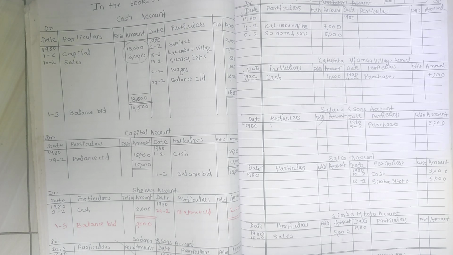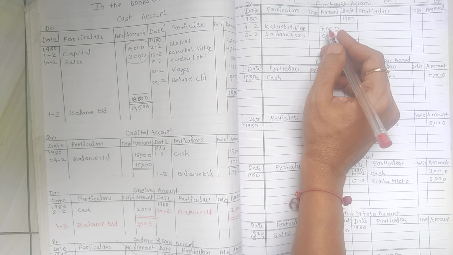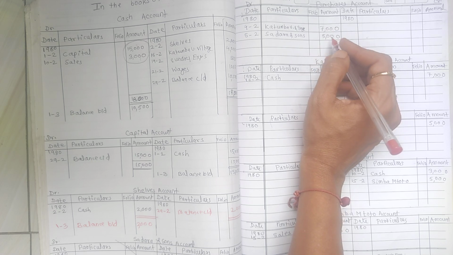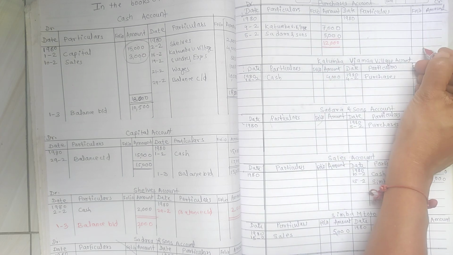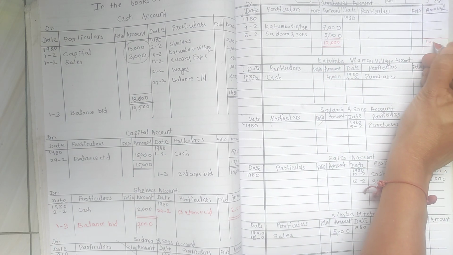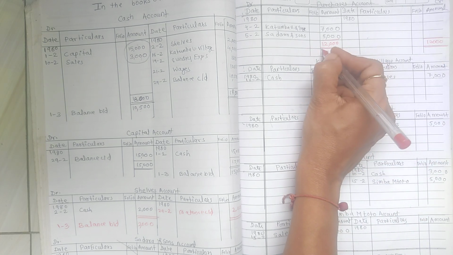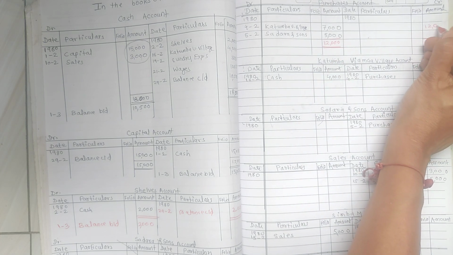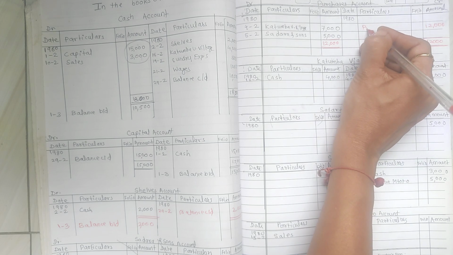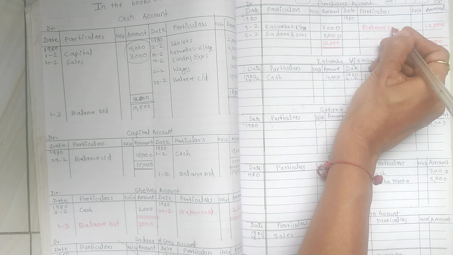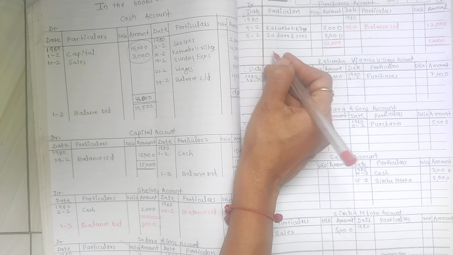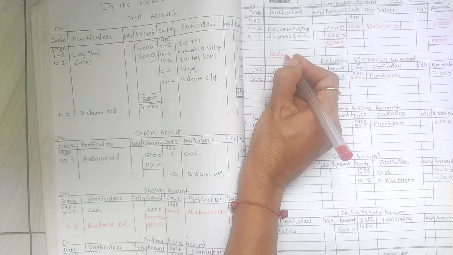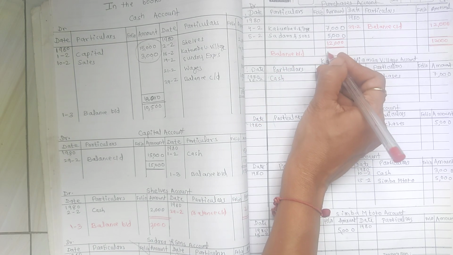Now we are closing the purchases account. You can see there are 2 transactions on the debit side, 7 plus 5, so it is 12,000. On the credit side there is nothing. So we write here on the lower side, credit side, balance carried down, 29th Feb. Carry this to the opposite side. Balance brought down.